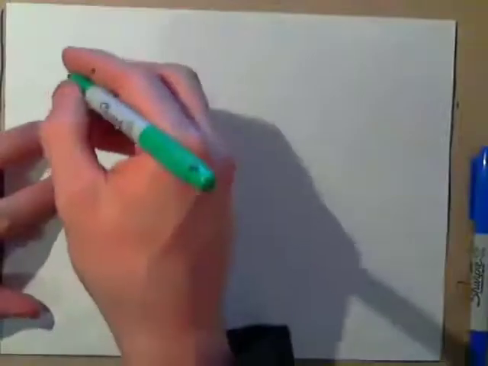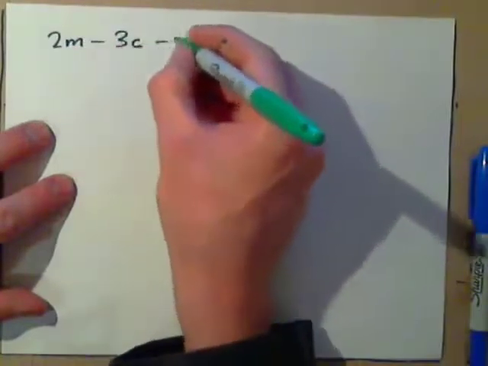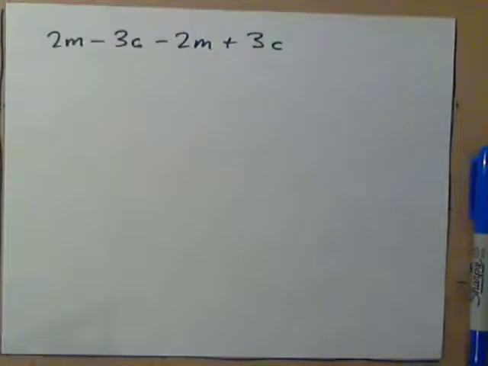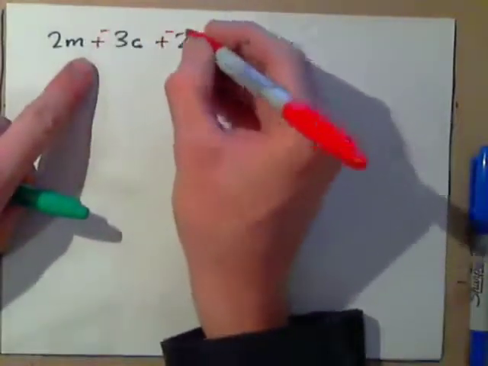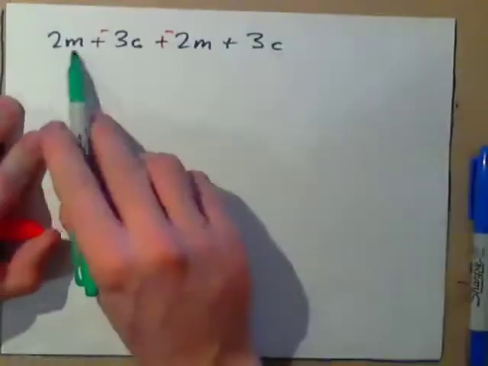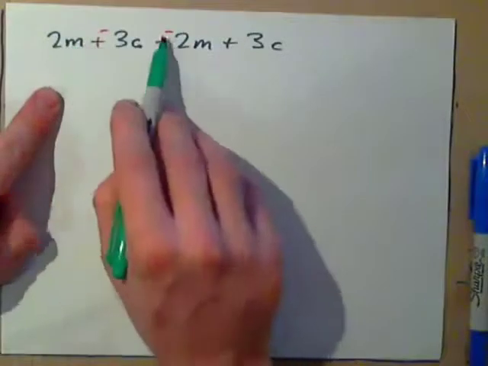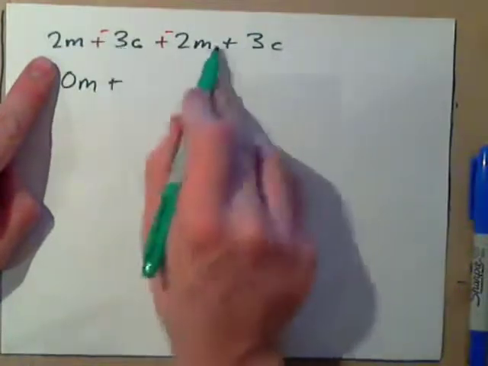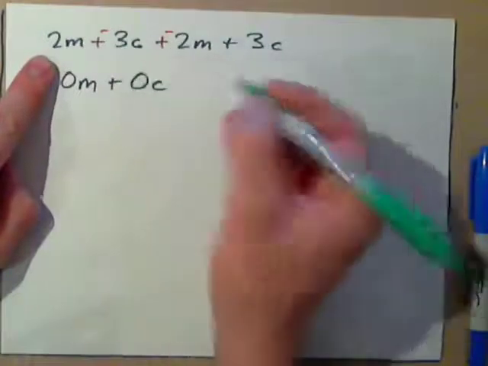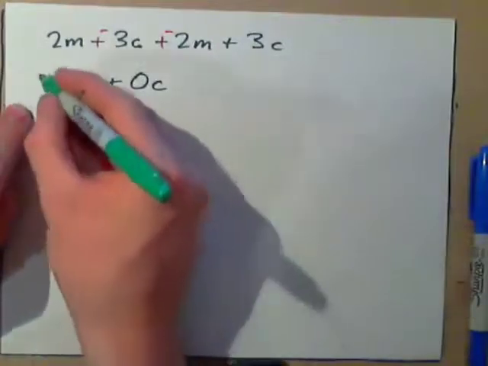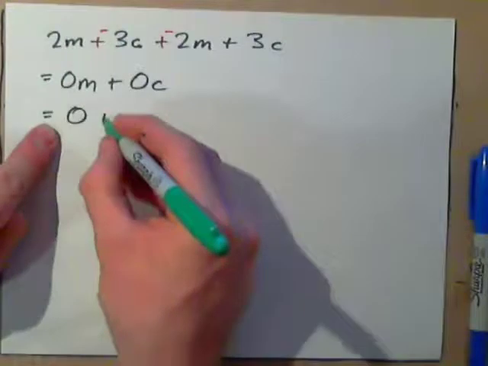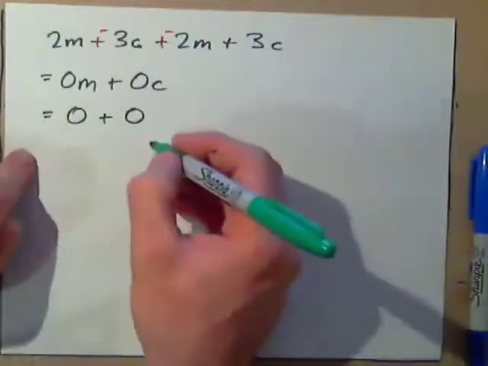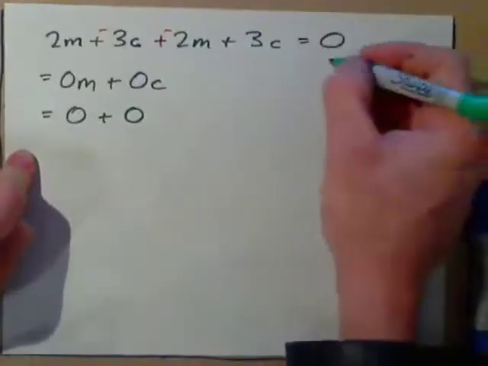Okay, let's have a look at this then. If we had, again, two marbles minus three cherries minus two marbles plus three cherries, what would that be? And if you like, you can change these subtractions to plus negative, plus negative. Now put the like terms together. We've got marbles and cherries, m's and c's. 2m plus negative 2m is 0m, isn't it? So I've got 0m plus, and then we've got negative 3c plus positive 3c. That makes 0c, doesn't it? What's 0 marbles equal to anyway? Zero marbles, is that just zero? How about zero cherries? That's zero, isn't it? So the whole thing simplifies to be zero, right? The answer is zero.